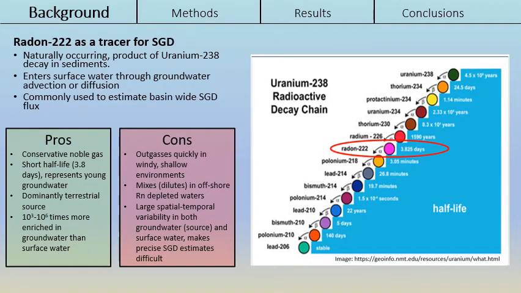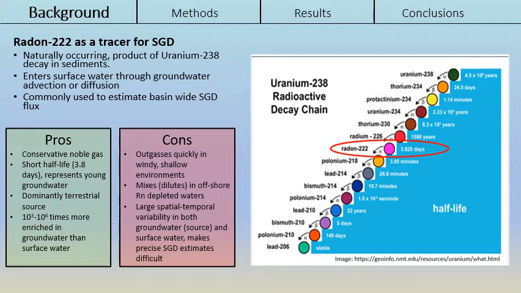One of the methods available for tracing submarine groundwater discharge is Radon-222. This is a naturally occurring product of uranium-238 decay. It occurs in sediments, especially in the Coastal Bend of Texas. It enters the surface water through groundwater advection and sometimes diffusion. We use it a lot for estimating basin-wide SGD fluxes. There are some pros and cons to it.